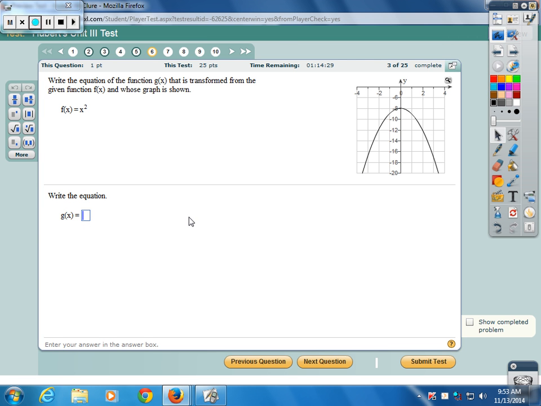So I'm going to put negative x squared minus 8. Does that look good? I don't think they give you enough information to do the rest. Next question.